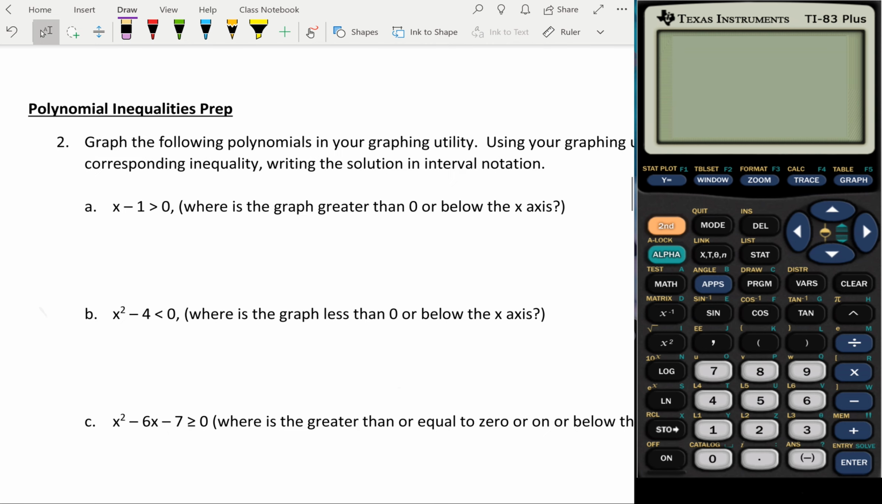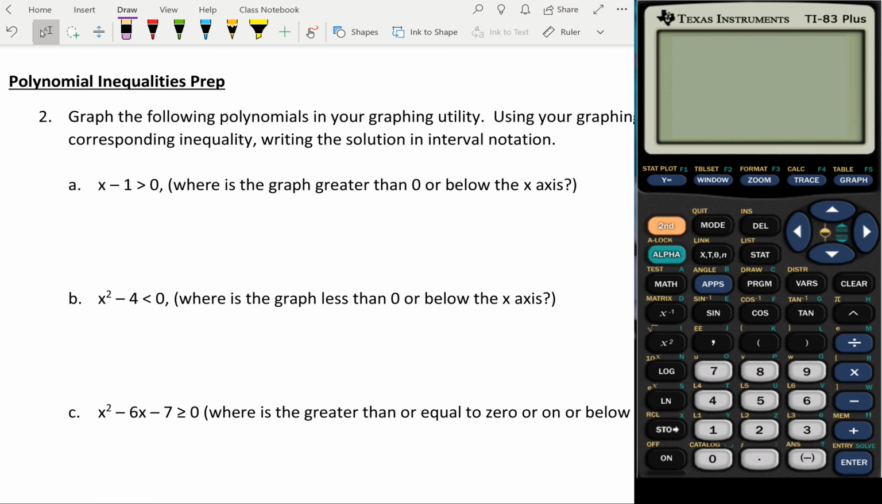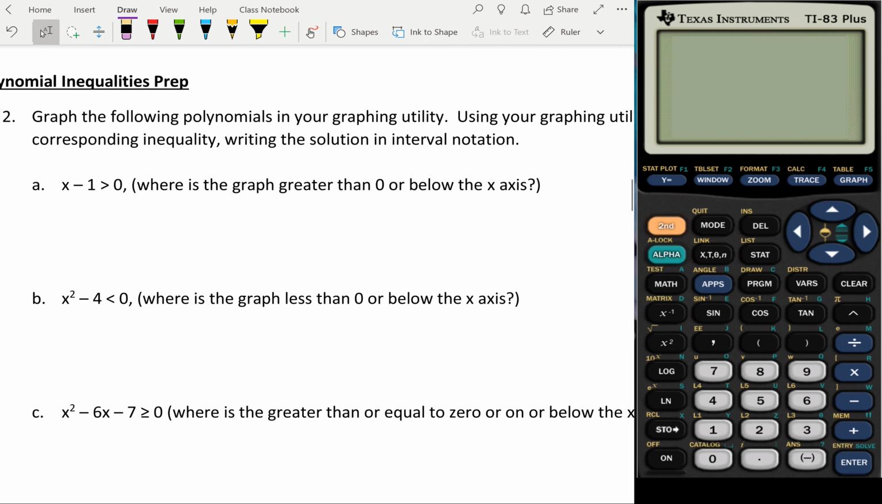All right, so now we're going to move on to polynomial inequalities, and we're going to kind of baby step our way into them. They're not that difficult. They're actually pretty easy, especially because we already know inequalities, and we just need to pay attention to whether or not it's saying greater than or less than. All right, so we're going to graph the polynomials. It says in your graphing utility. I'm going to show you how to do it that way. I'm also going to show you how to do it by hand.